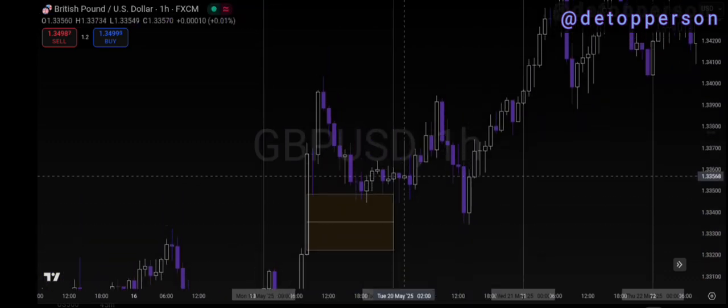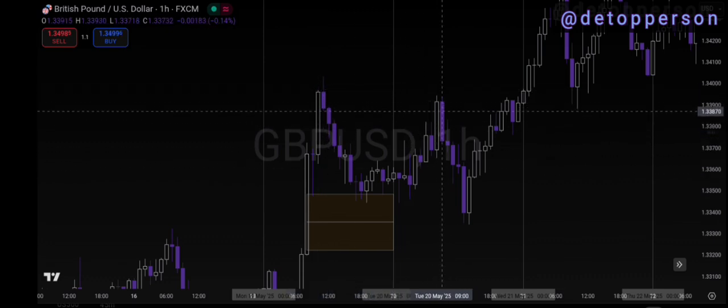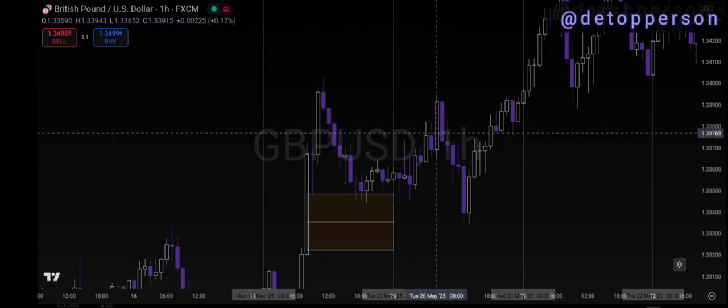We want price to do what? To come all the way here to do what? To break the structure point here. But you could see what happened. Price didn't. Instead there was a rejection, but this time it was on Tuesday.